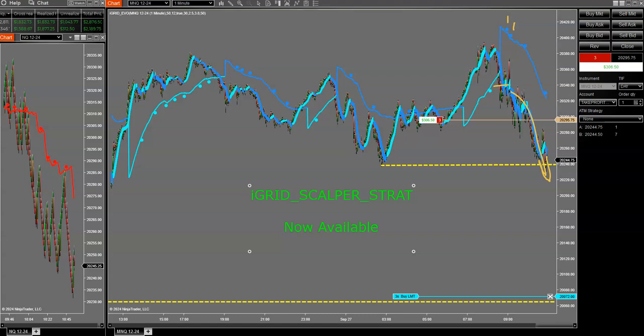Now let's go take a quick look. Oh, one other thing too. The Scalper Strat is now available. It was out since late Wednesday.